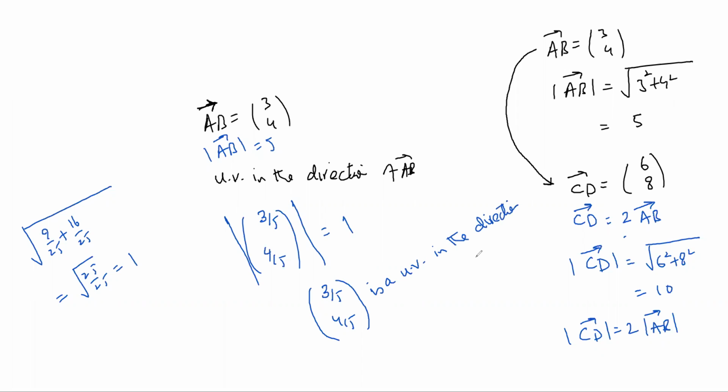This is a unit vector in the direction of AB. Now, one of the uses of these unit vectors is, suppose someone says, I need a vector with a magnitude 100 in the direction of AB. So you first of all write down the unit vector and then you multiply it with 100. So 100 times 3 over 5, 4 over 5, because you know that this has a magnitude 1. If you multiply it by 100, the resulting vector will have a magnitude 100. Yes or no?